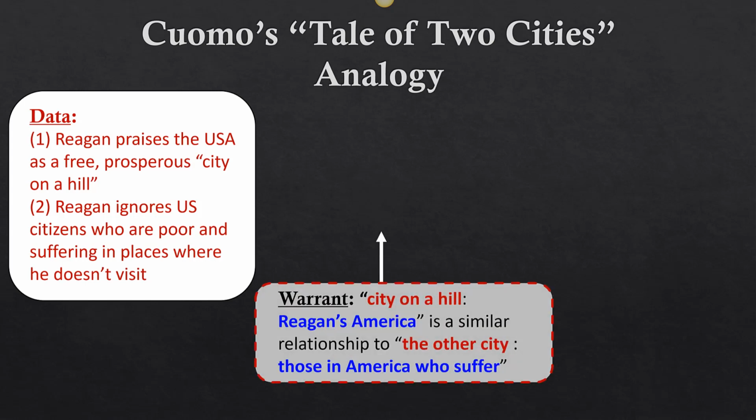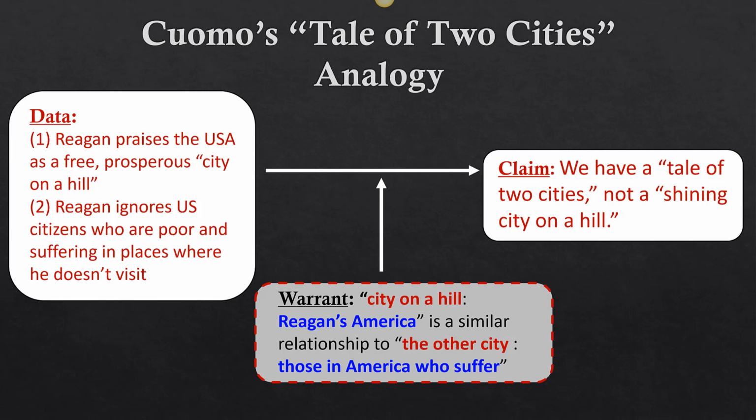And the analogy essentially works like this in the warrant. The city on a hill has a relationship to Reagan's America in a way that's very similar to the relationship between another city and those in America who suffer. Which leads us to the claim that he makes through analogy reasoning that what we actually have is a tale of two cities, not a shining city on a hill.